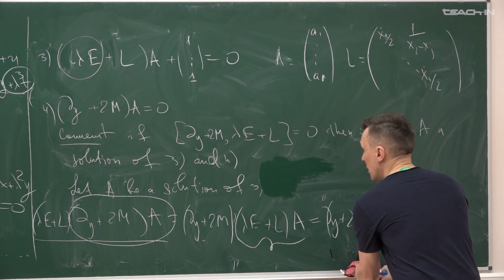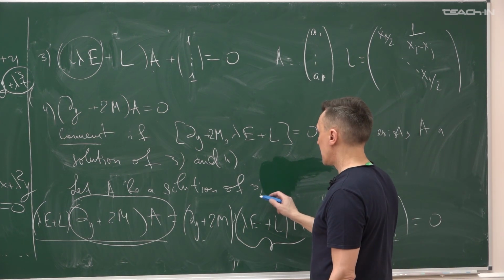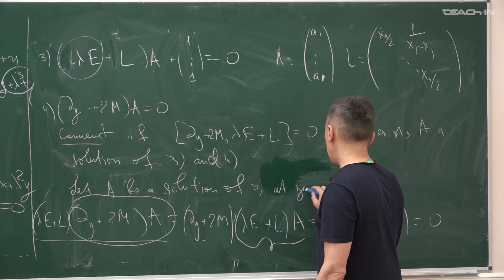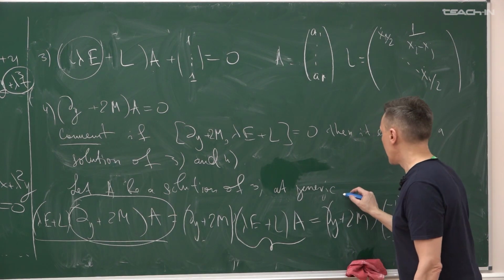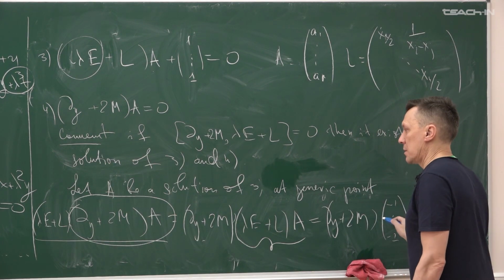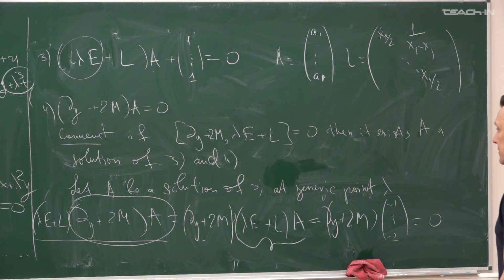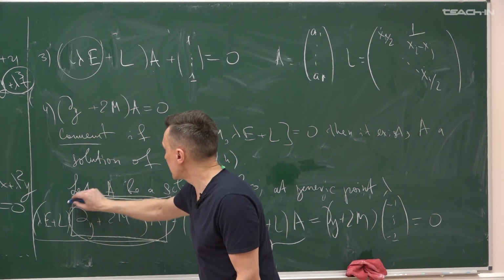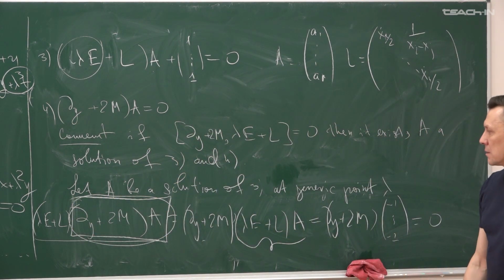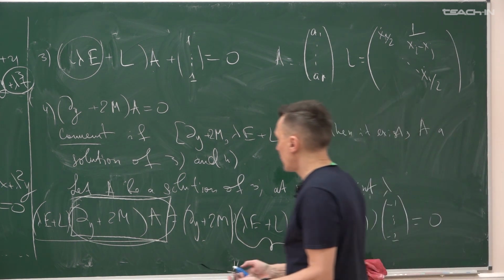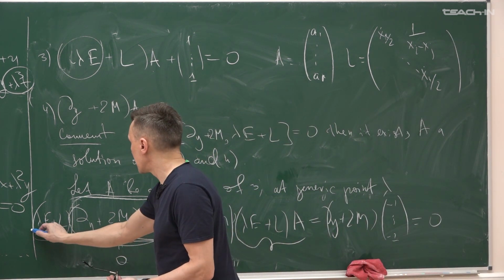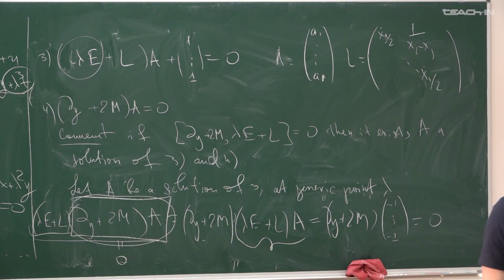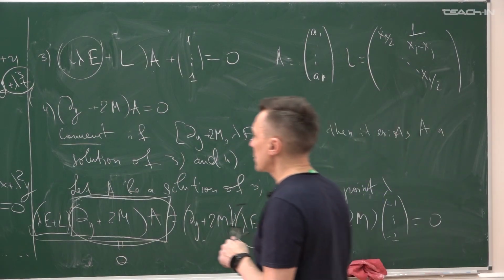So let us fix the initial definition. So we find a solution of 3 at a generic point lambda. So if so, then this vector is 0, because at this generic point, this is an invertible operator. Okay, so my mistake was here.